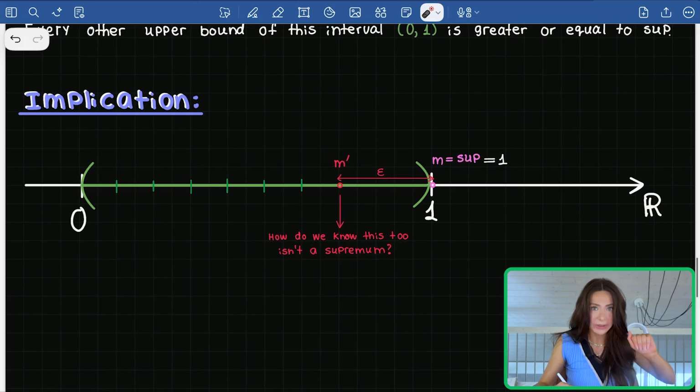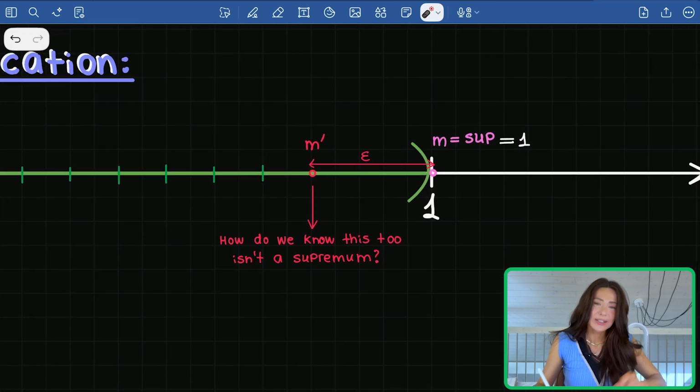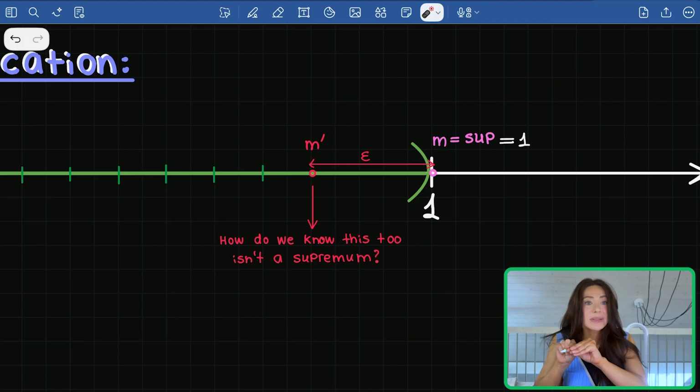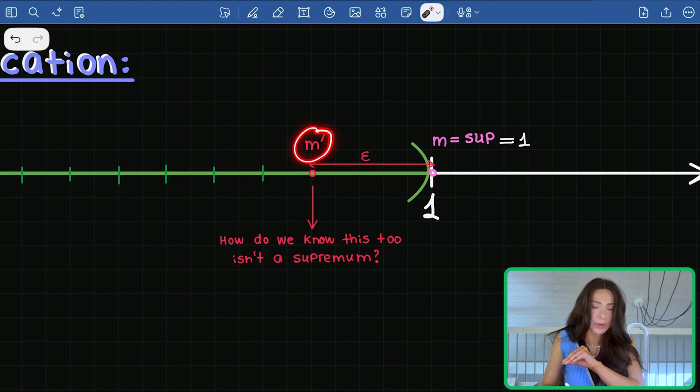Now, the other implication that you will use in your proofs, but not in this video, is here. So follow this thinking here. So when we say that m is a supremum, for us, that is 1, what does that mean? That means that no other value is also a supremum. And what does that mean? That means that if you took the smallest little step to the left of m, so this is a tiny number. I have drawn it in a large way so that you don't squint, but it's a tiny number. So a tiny epsilon step left of m, you get m prime.